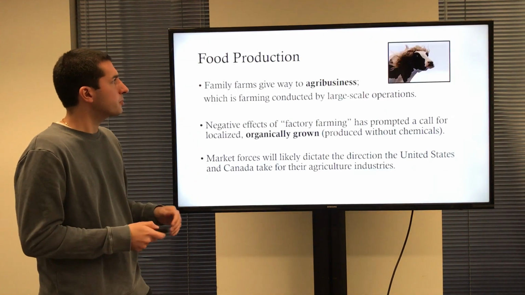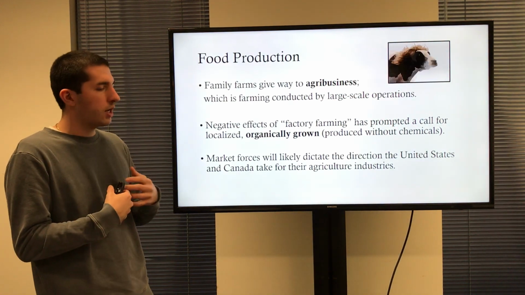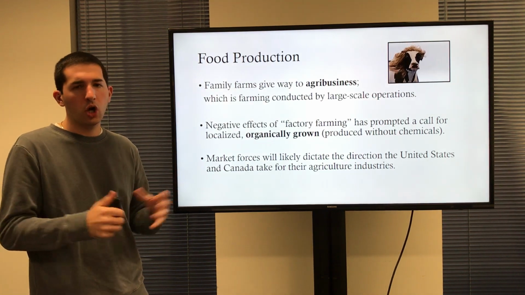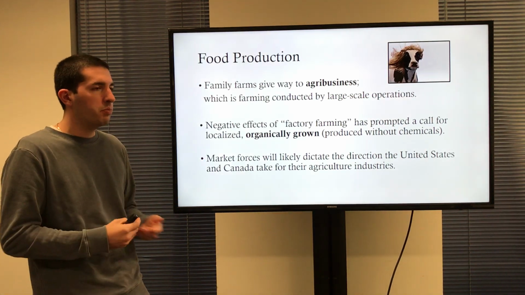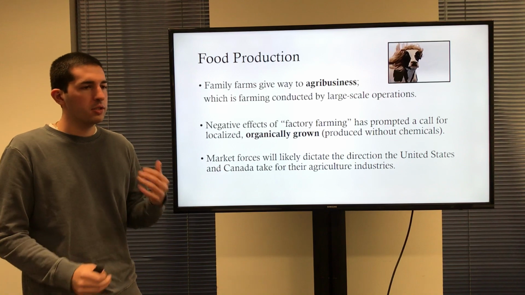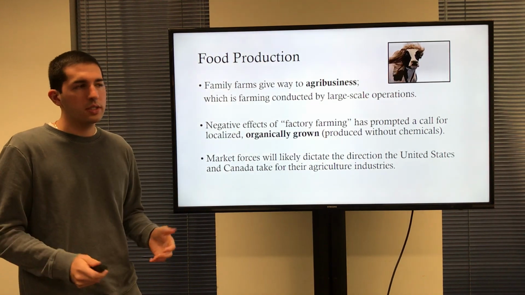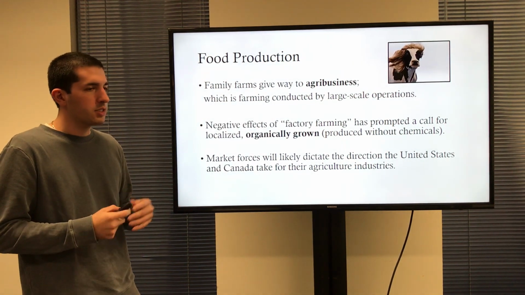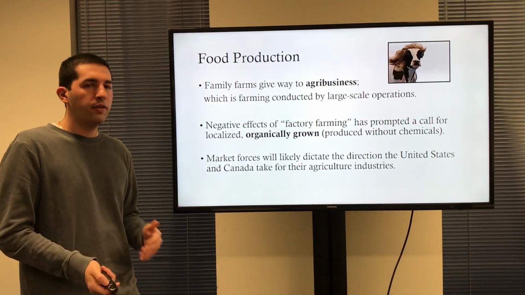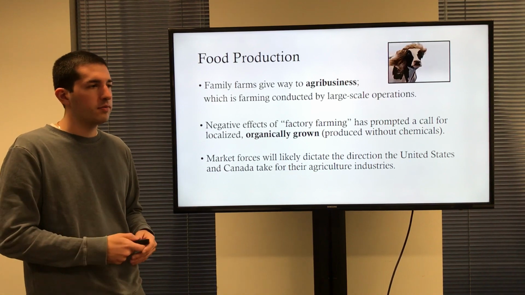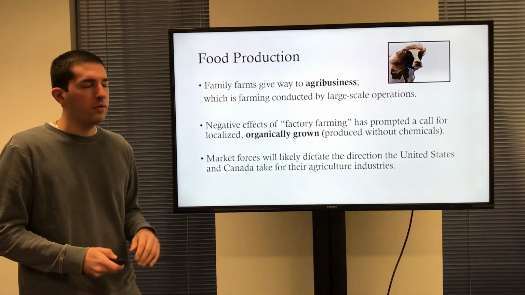So no good. Now, food production in the United States was the old-fashioned family farms, which quickly moved to agribusiness, which is this large-scale factory farming. And this goes hand in hand with genetically modified foods. And so there's a pushback now on these large-scale operations and use of genetically modified crops to move towards organically grown, locally sourced food as the science emerges, and we know the health effects of locally sourced food, and sort of the ecological health effects of the local environment as well. Now, it's likely that market forces will dictate this in both the United States and Canada.